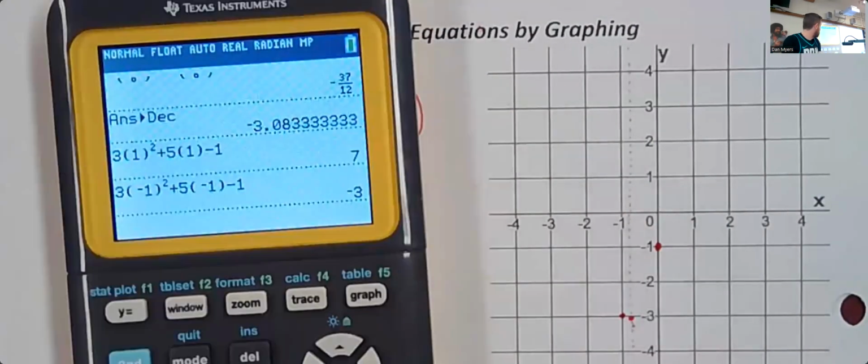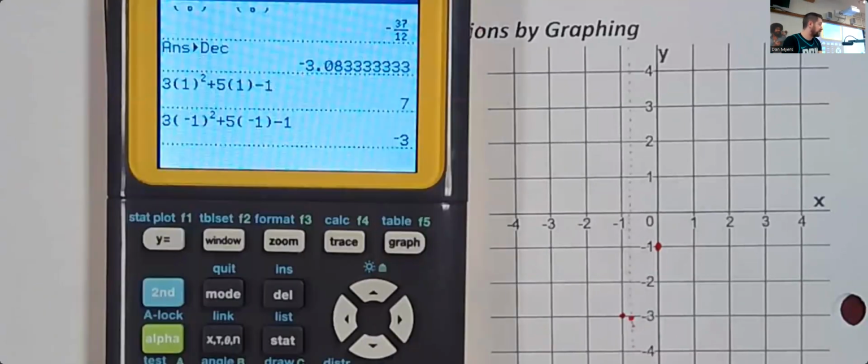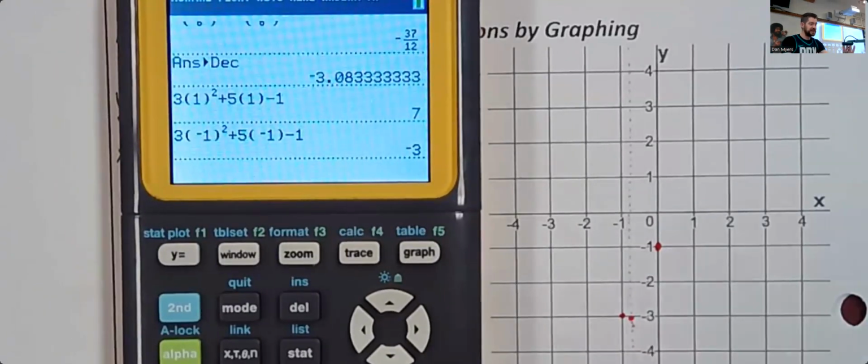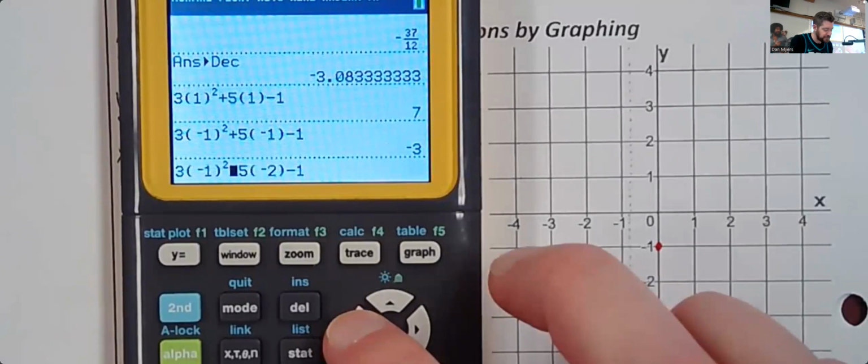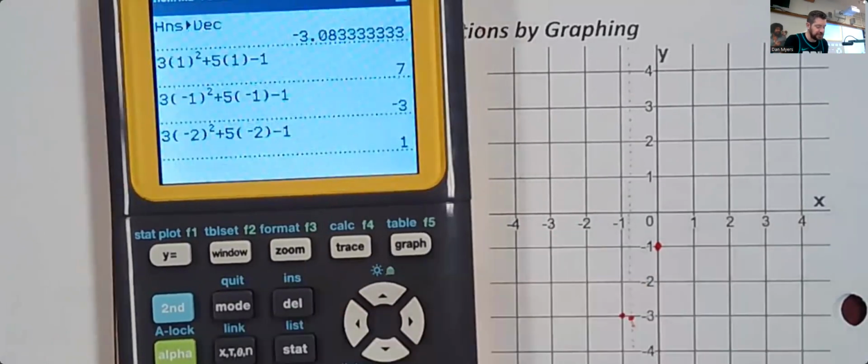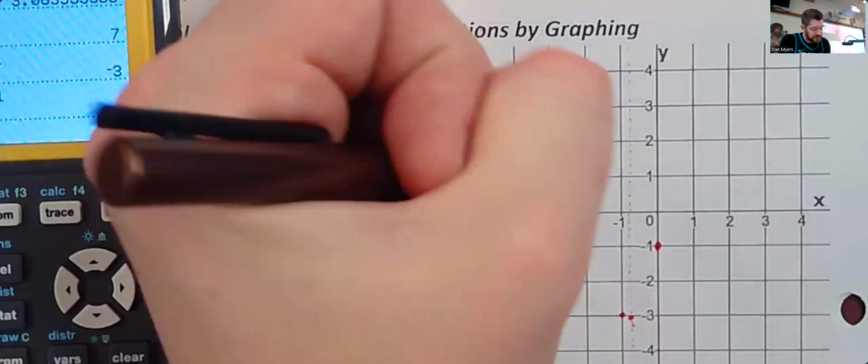Now, these are not necessarily going to be even because we don't have a whole number for our vertex. And so the points that we get are going to be hard to reflect. So that's why we're kind of doing this a little bit differently here. So 2, -2, 1. That's up here.